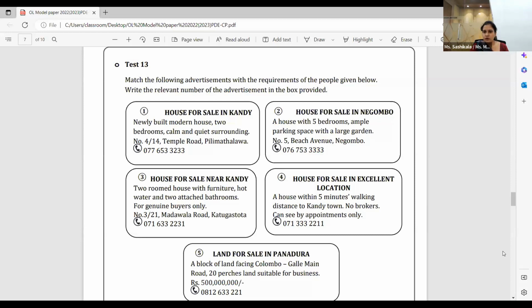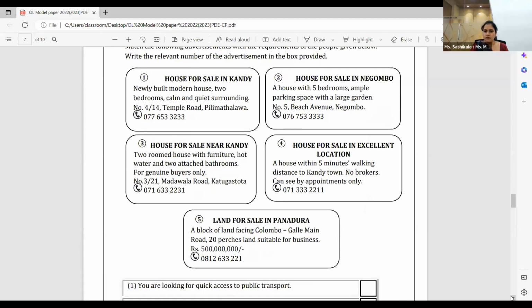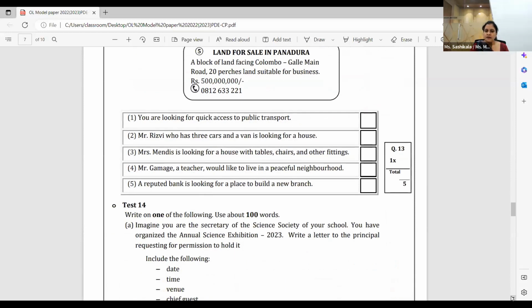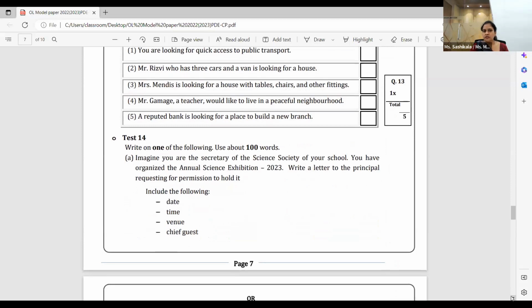Let's move on to the 14th question. That is also one of the very important questions when you are getting marks for your O-level paper. You will be getting 10 marks for this question. All the time there are two options. The first option is writing a letter. It can be a formal or informal letter. Most probably an informal letter comes.